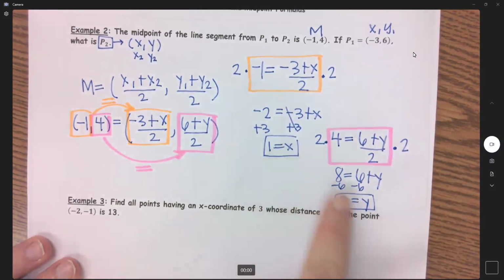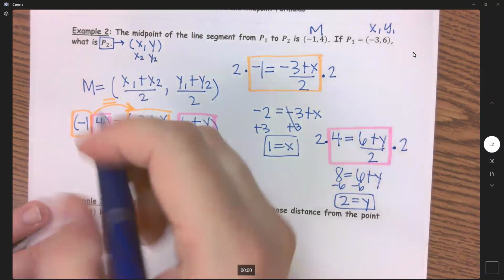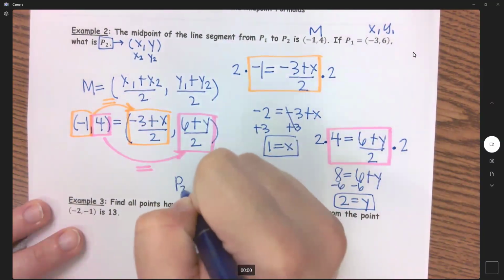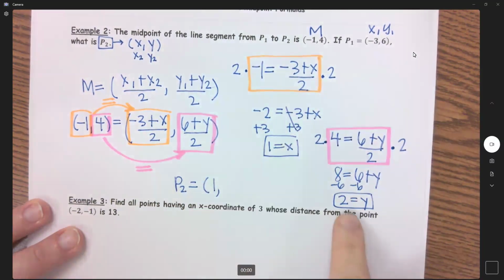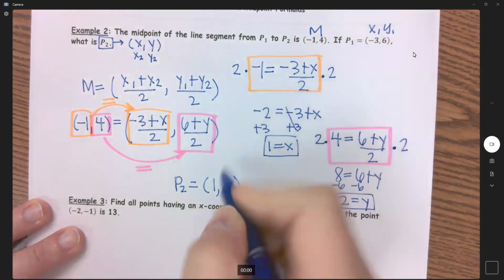So now I have my X and my Y coordinate of P2. So we have found that P2 equals X is 1, Y is 2.